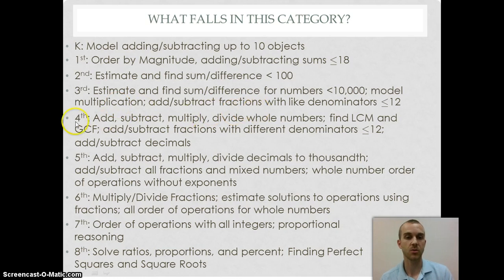And then as we go through, we continue to add in all four operations of multiplication, division, addition, subtraction, looking also not only at whole numbers, but fractions as well. And we start to pick up our exponents and look at all order of operations together as we get into 5th, 6th, and 7th grade. When we get to 8th grade, we start looking at ratios, proportions, and then looking at radicals, both perfect squares and square roots.